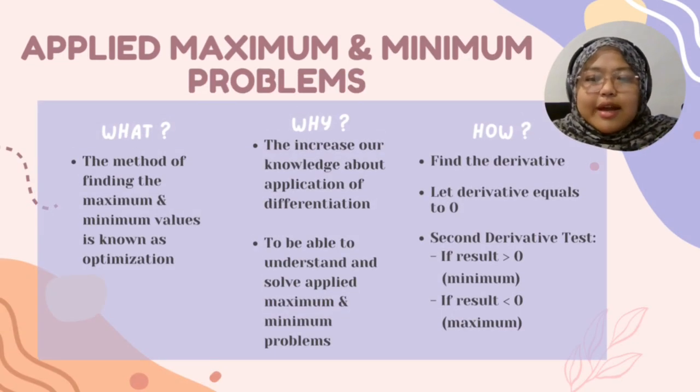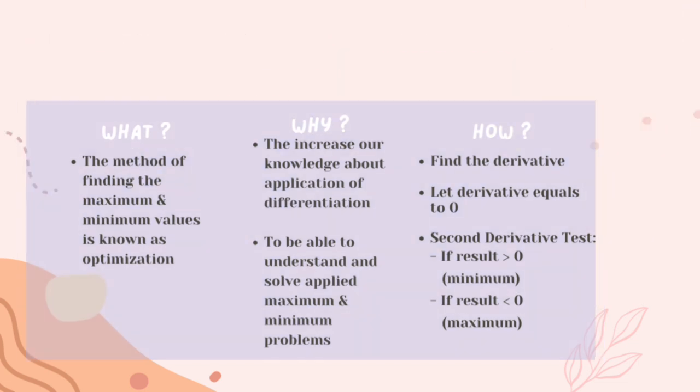Now, let's talk about applied maximum and minimum problems. What is it? It is a method of finding the maximum and minimum values, also known as optimization. Why do we use it? We use it to increase our knowledge about applications of differentiation and to be able to understand and solve applied maximum and minimum problems. How do we use it? We find the derivative, let the derivative equal 0, and do the second derivative test. If the result is greater than 0, the value is minimum, whereas if the result is less than 0, the value is maximum.